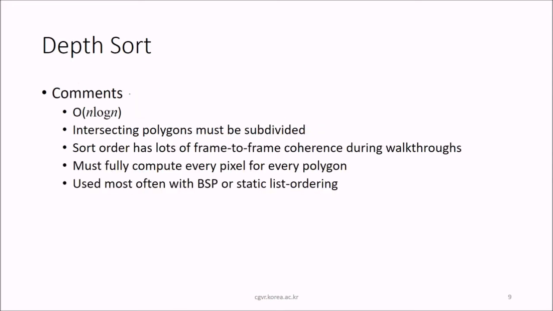In this depth sorting, the time complexity is order of n log n, and the intersecting polygons must be subdivided before we sort. This has lots of frame to frame coherence during walkthroughs, and it must fully compute every pixel for every polygon. This is used most often with BSP and static list ordering.